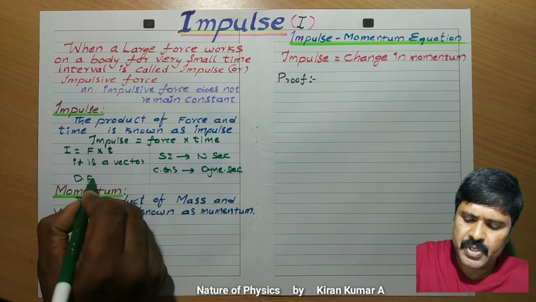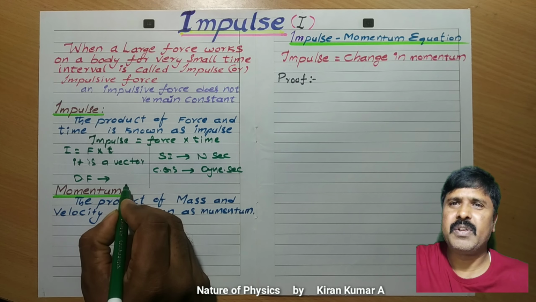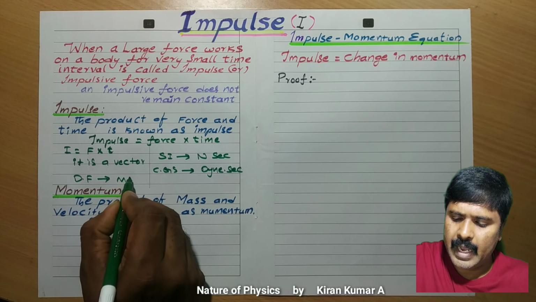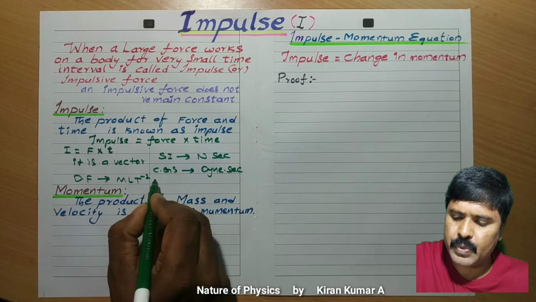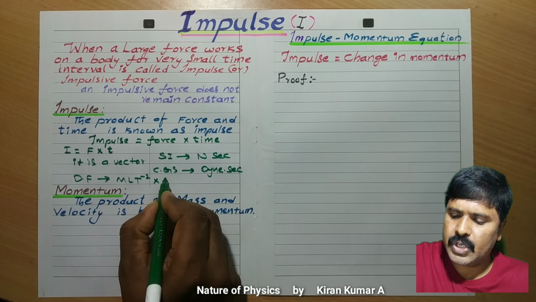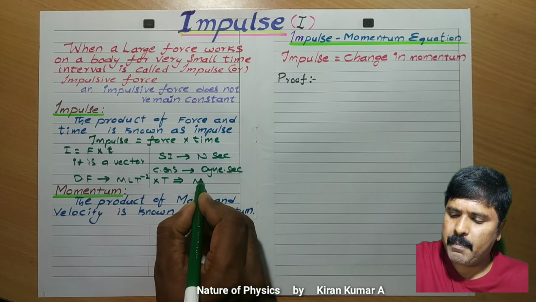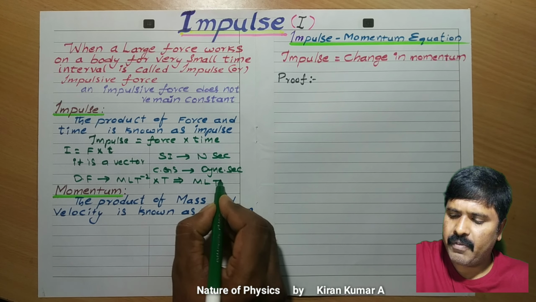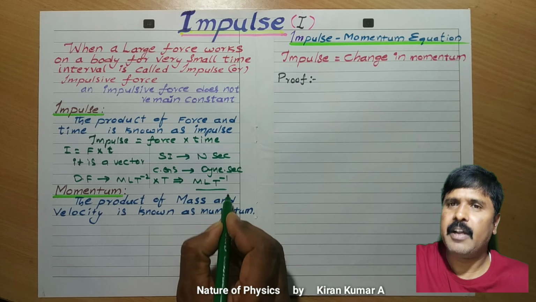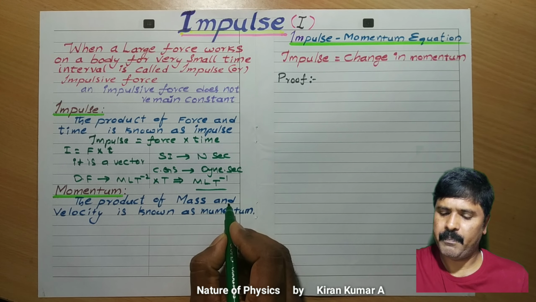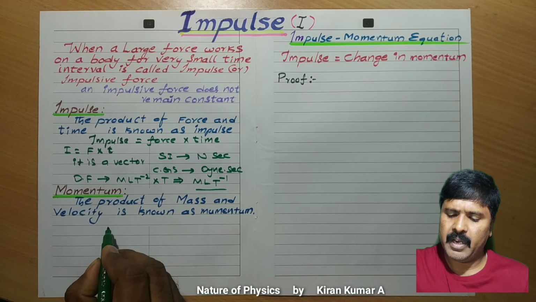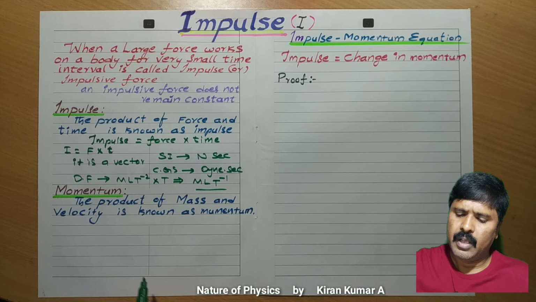dF is the dimensional formula. Force dimension formula is MLT to the power of minus 2, into time T, student. So that we will get the dimension formula as MLT to the power of minus 1, student. Okay. And next, explaining about the momentum, student.